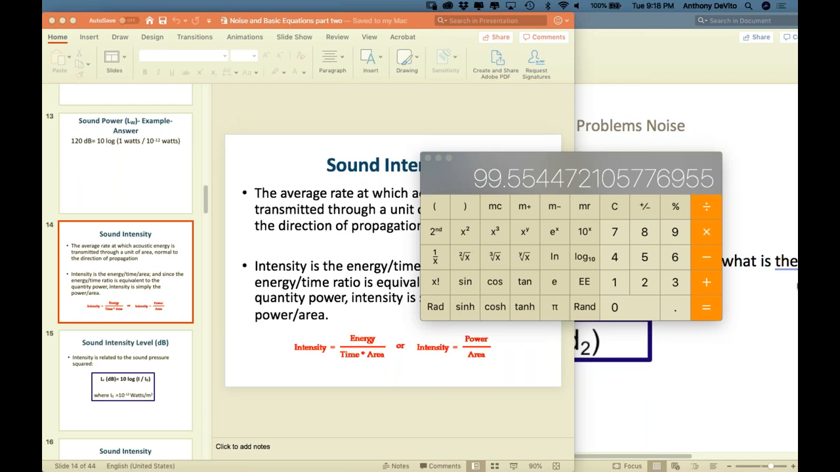The logarithm of 10 to the 11 is 11. The logarithm is the power to which you have to raise 10 to get a number, right? So the logarithm of 10 to the 11th is 11. Since you were multiplying these two numbers, and you're taking the logarithms, you only have to add the exponents. So it becomes 11.117.